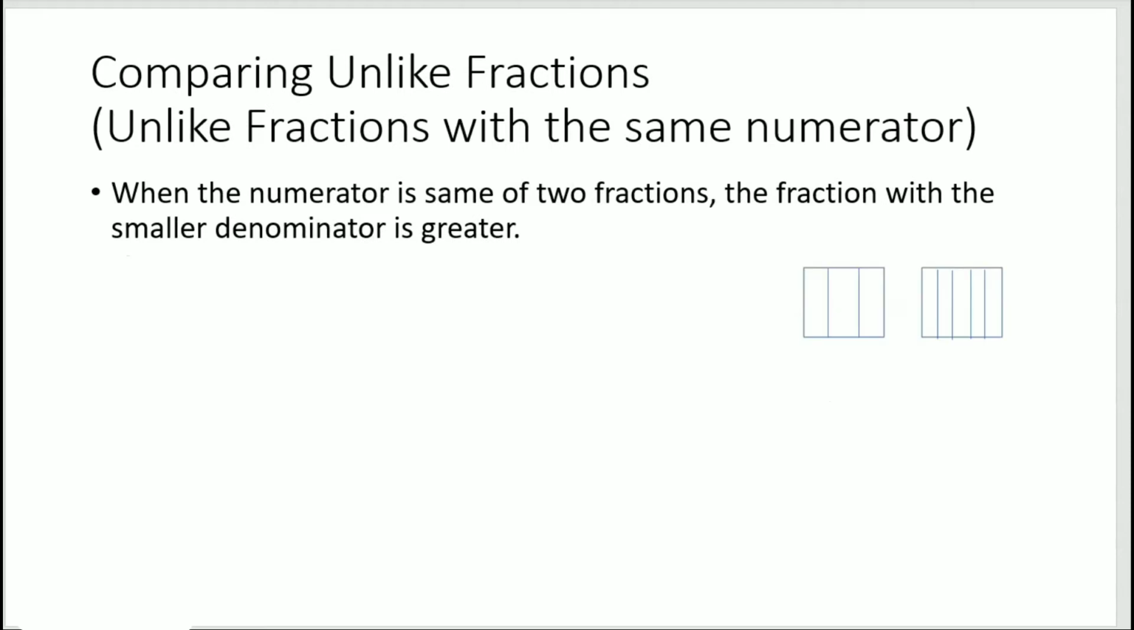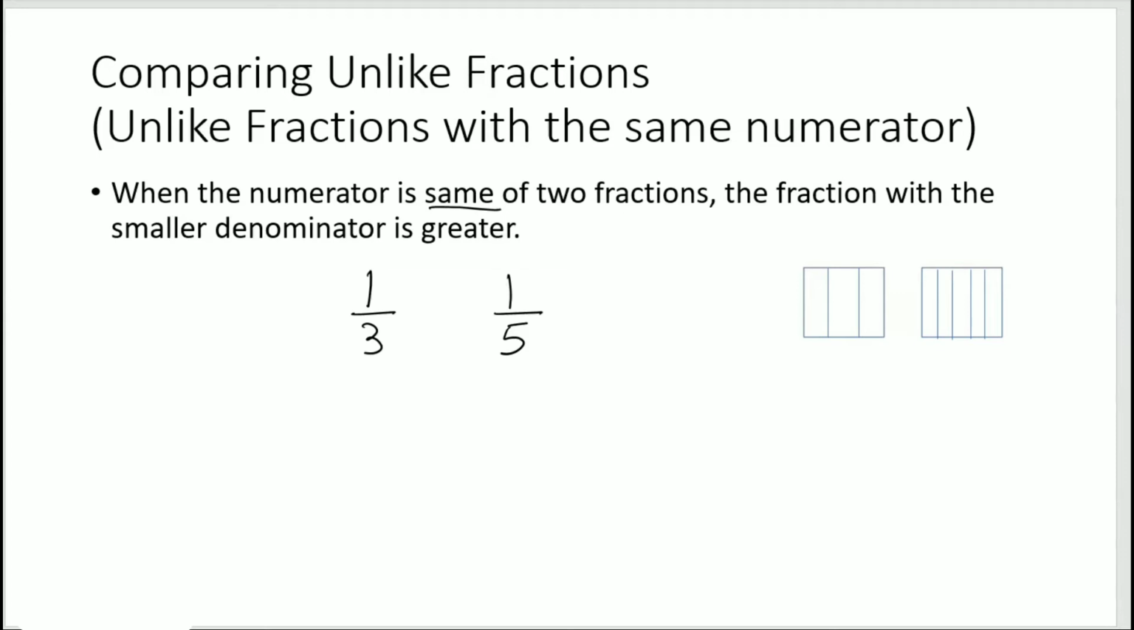Comparing unlike fractions. Now, unlike fractions with the same numerator. When the numerator is same of two fractions, the fraction with the smaller denominator is greater. So let's understand this. For example, 1 over 3 and 1 over 5. Now these two fractions, they have the same numerator, which is 1. But the denominator is different, so obviously these are unlike fractions. Now to compare this, since the numerators are same, we have to check the denominators. The fraction with the smaller denominator is a greater fraction.